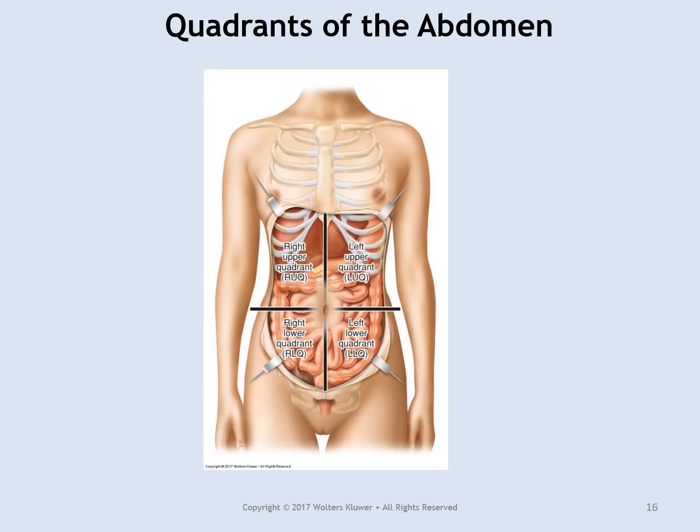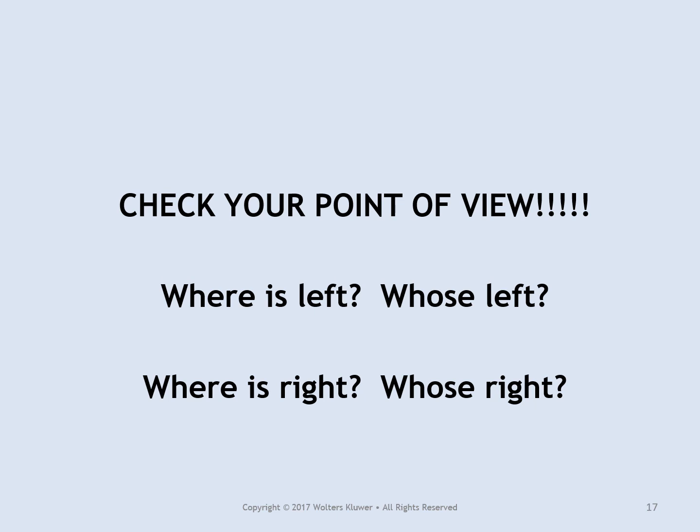You could also, as an alternative, divide the abdomen into 4 quadrants: the right upper quadrant, left upper quadrant, right lower quadrant, and left lower quadrant, usually referred to in chart notes as RUQ, LUQ, RLQ, and LLQ. So make sure you are always oriented correctly. The left and right you're talking about is a person in anatomical position, and it is their left and right, not your left and right.